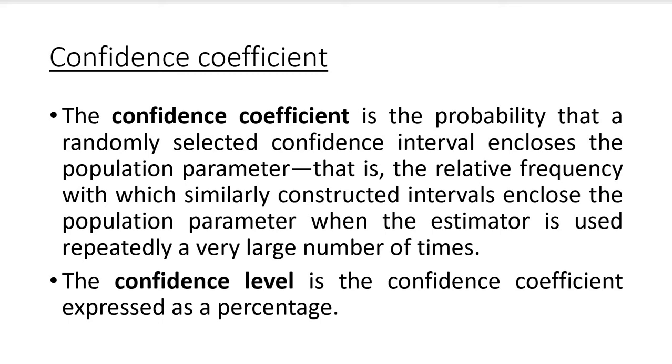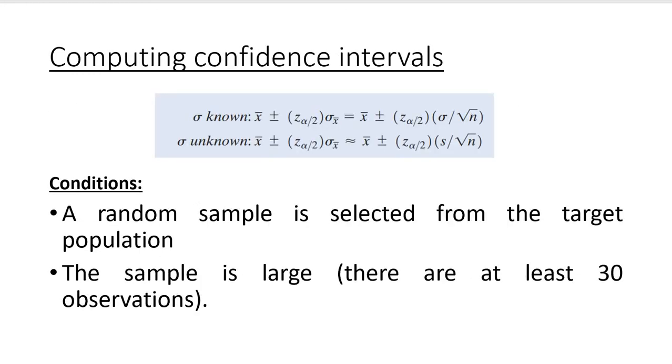So when we compute confidence interval, we want to figure out the minimum and the maximum possible value for population mean with different degree of certainty expressed using confidence coefficient. So on this slide, you can find the formula for computing confidence intervals. So when we know population standard deviation, we use it. When we do not know population standard deviation, we use sample standard deviation.